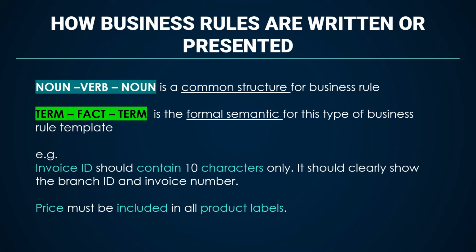How are business rules written or presented? They follow the format noun-verb-noun, which is a common structure for business rules, and term-fact-term, which is a formal semantic for this type of business rule template. For example, invoice ID should contain 10 characters only. It should clearly show the branch ID and invoice number. The noun there is invoice ID, the verb is contain, and the other noun is characters. Next example, price must be included in all product labels. Price is the noun, the verb is included, and the other noun is product labels.